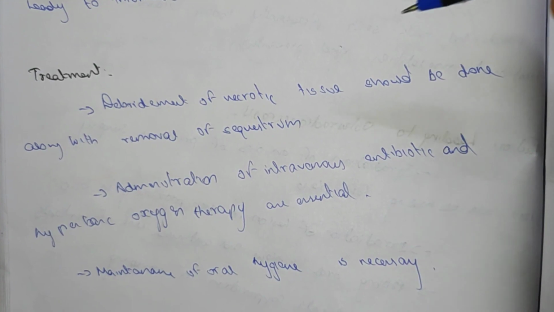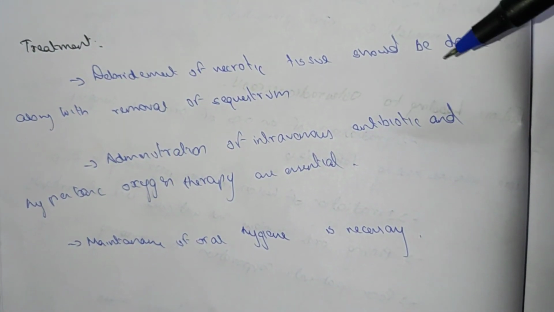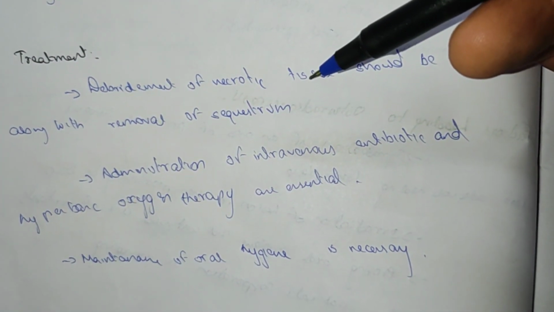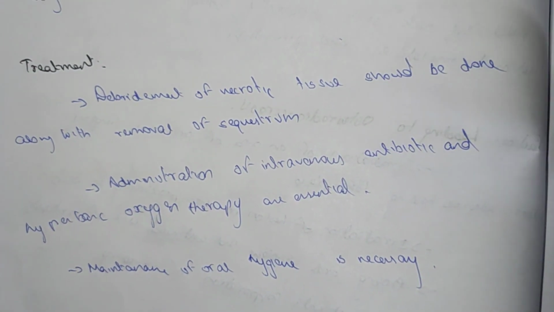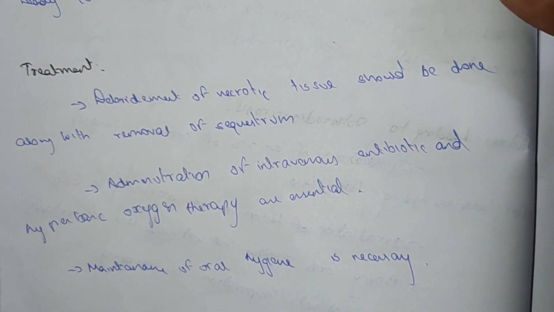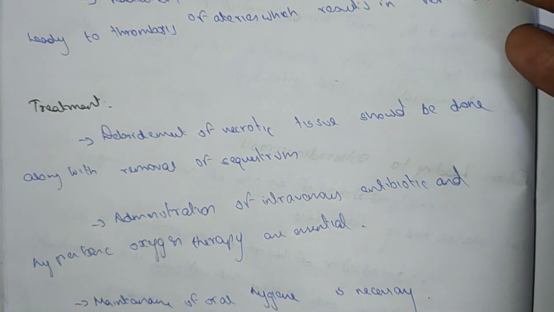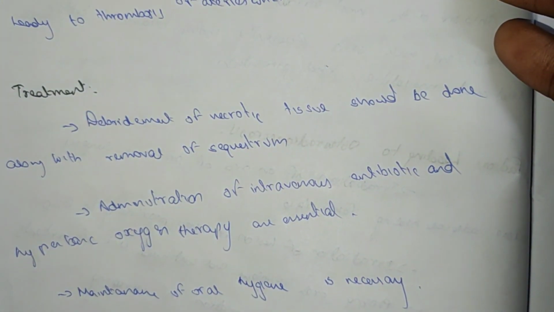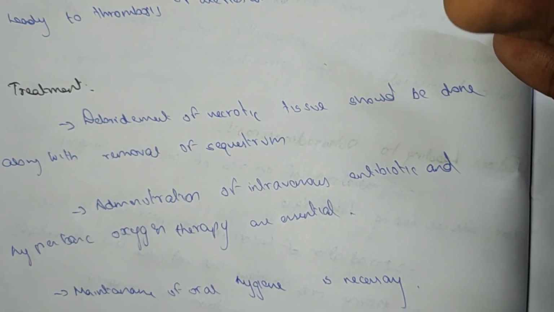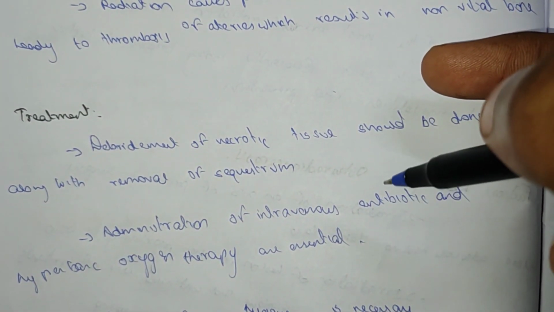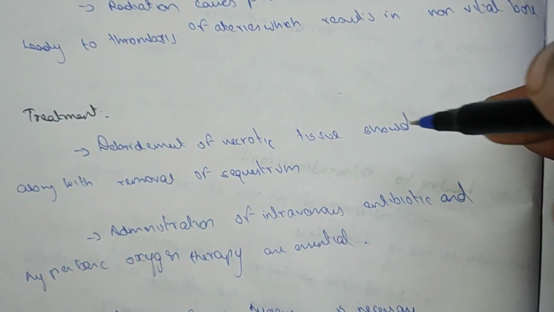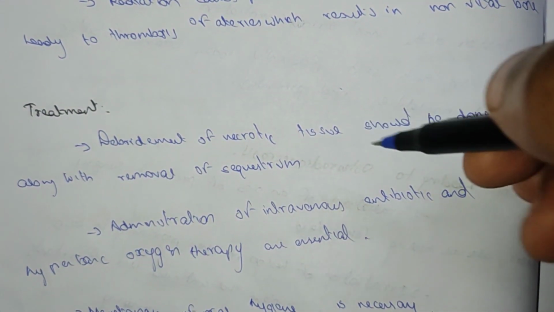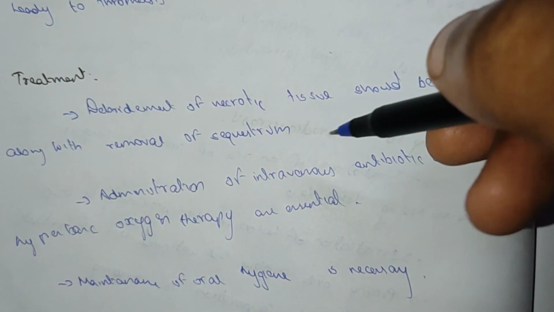The treatment is debridement of the necrotic tissue along with removal of the sequestrum. We should debride the necrotic bone, which is present due to no blood supply to that bone, so that there will be sequestration. We should remove the sequestrum.